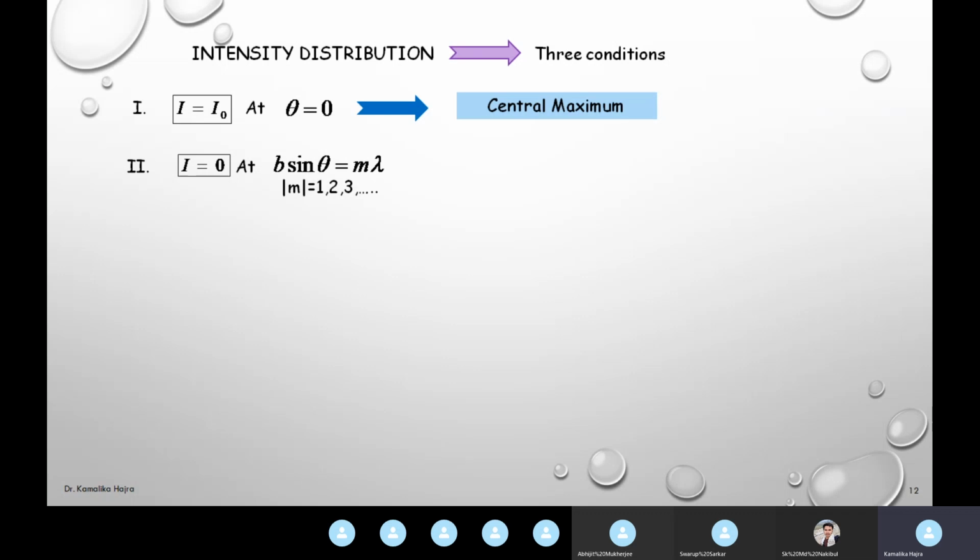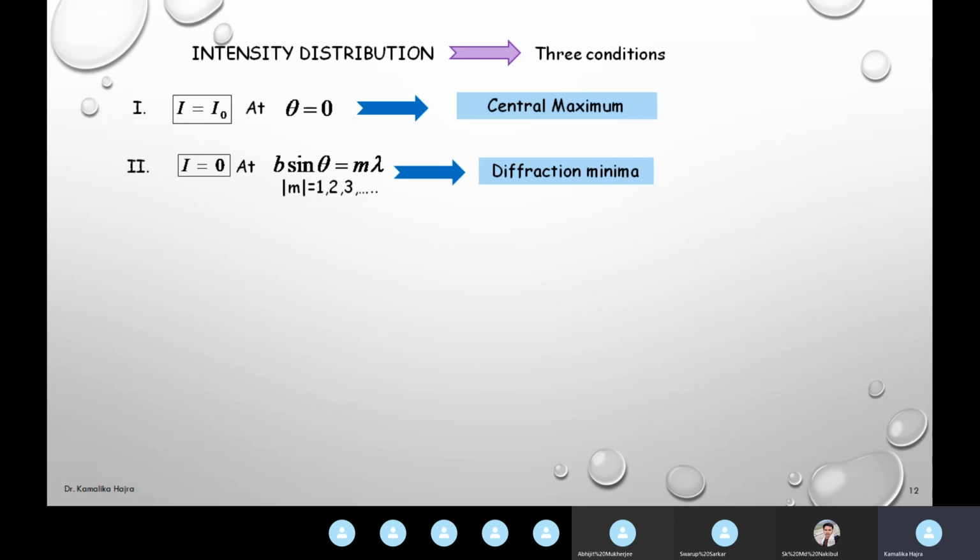Second, we get I equal to 0 at positions of b sine theta equal to m lambda, where mod m equal to 1, 2, 3, etc. So, for all values of theta given by sine inverse m lambda by b, we get the intensity to be 0. So, totally dark. These are the positions of diffraction minima, and you can see that not one but we can get several such diffraction minima.